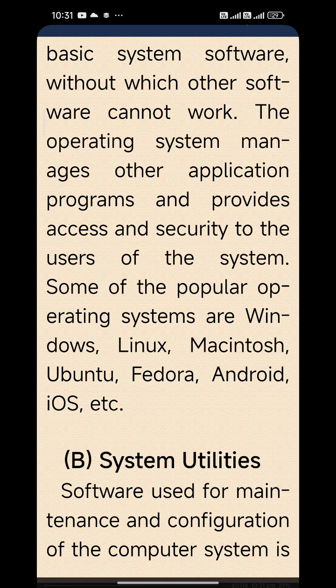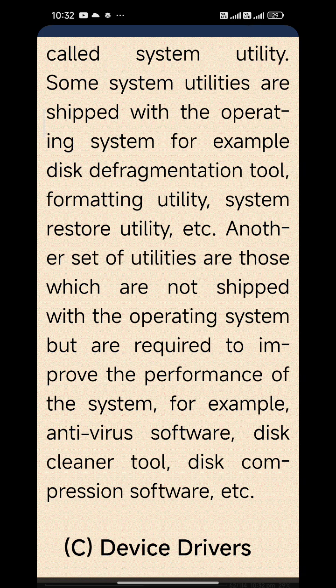Some of the popular operating systems are Windows, Linux, Macintosh, Ubuntu, Fedora, Android, iOS, etc. B. System utilities. Software used for maintenance and configuration of the computer system is called system utility. Some system utilities are shipped with the operating system, for example disk defragmentation tool, formatting utility, system restore utility, etc.